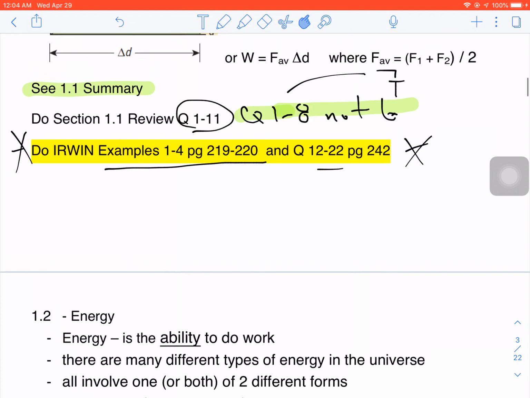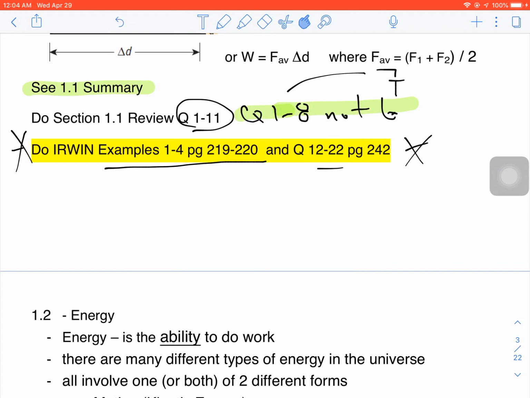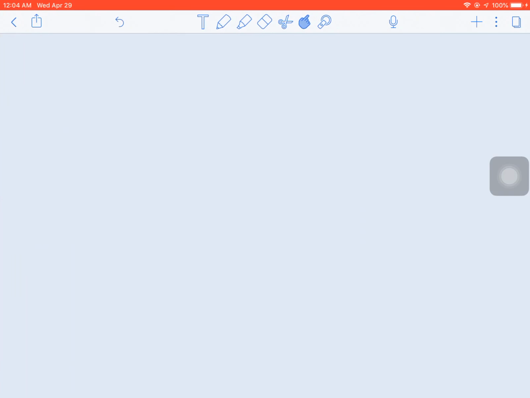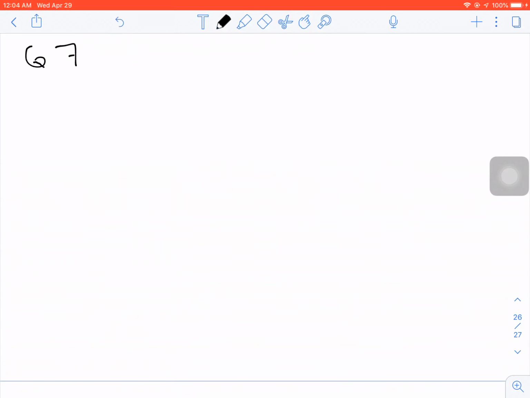I'll start with question 7 from the homework last night. So let's go to our whiteboard here. In question 7, from section 1.1, it's got a person pulling up a bucket, which is 2 kilograms, and is pulling up the bucket using a rope.